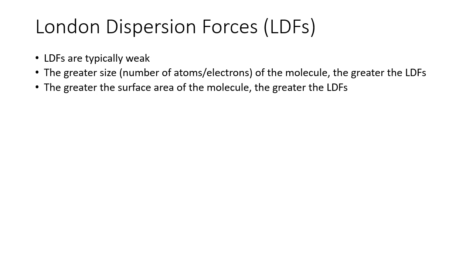A couple of things that impact the strength of a London dispersion force is the size. And when I say size, I mean how many atoms are in that molecule, where the greater number of atoms, the greater number of electrons there are. So the bigger the molecule is and the more complex it is, the higher those London dispersion forces will be, because the more those electrons can move around and shift about.